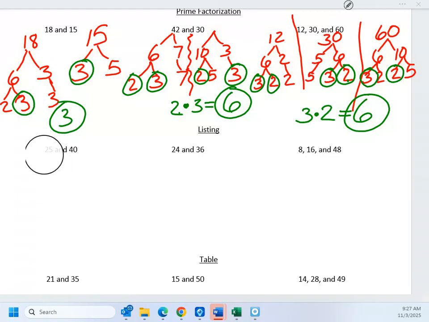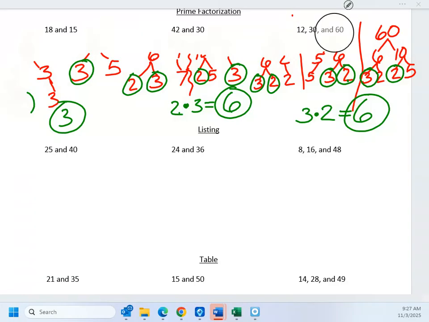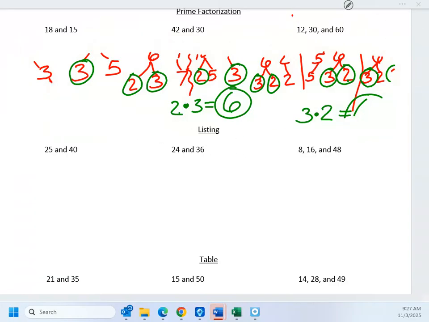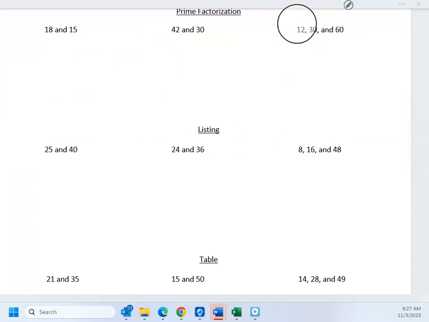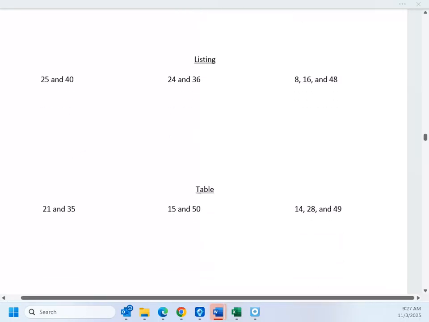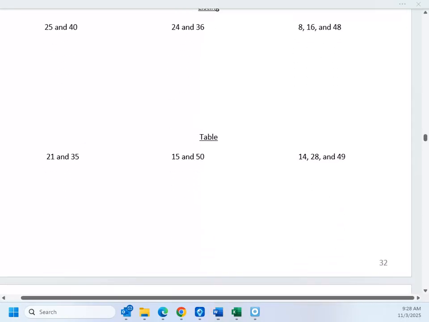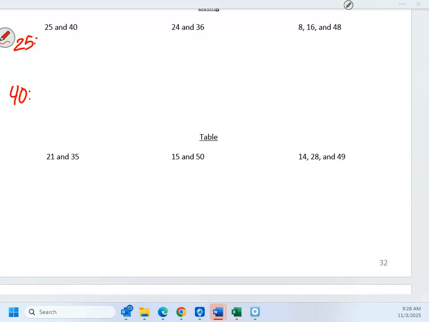Our next method is listing. So for the listing method, we list all of the factors. So I have 25 and I have 40. What are my factor buddies for 25? Rhoda? 5. Sorry, 5 and 5. Yep, and I only have to put it 1 time, because 5 times 5 is 25.